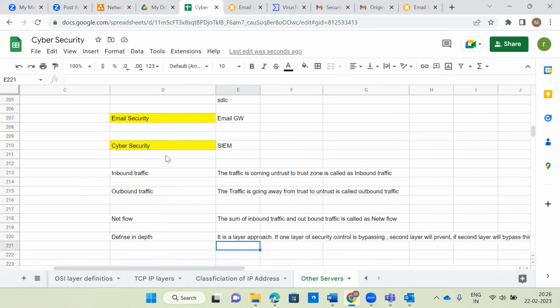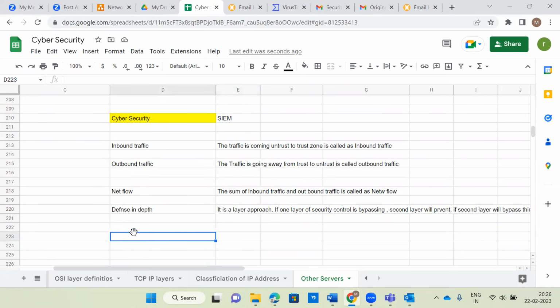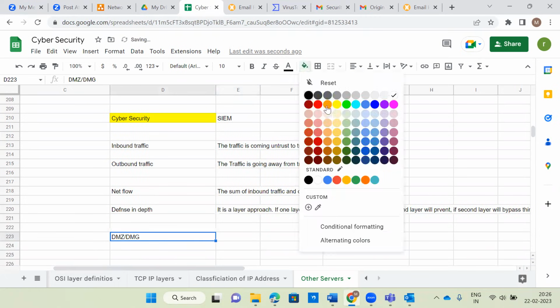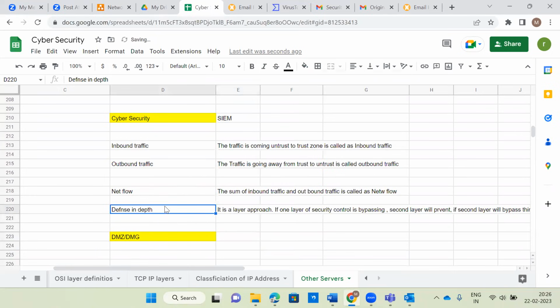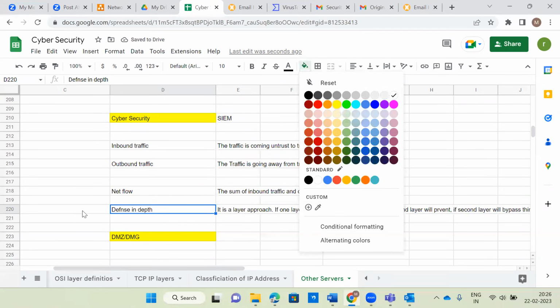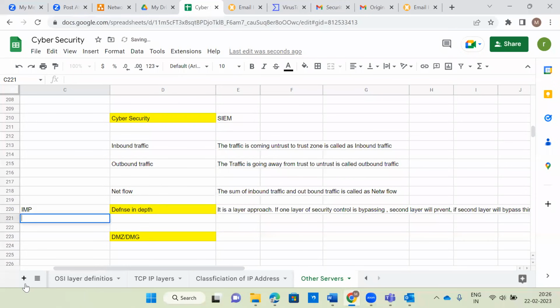Okay, so next one is DMZ. This DMZ is an entire question, guys, and so is defense in depth, these two. The full form of DMZ is demilitarized zone. So what is meant by demilitarized zone?